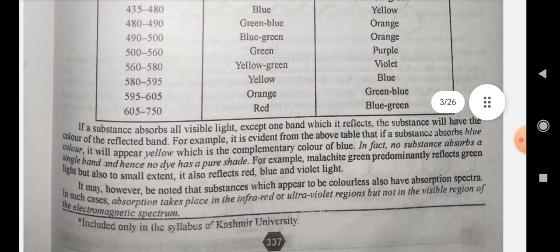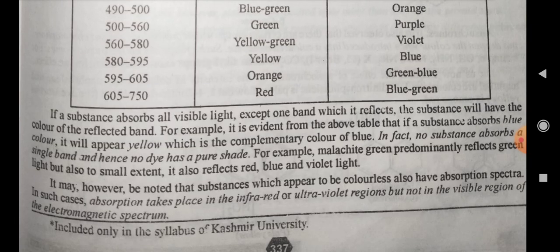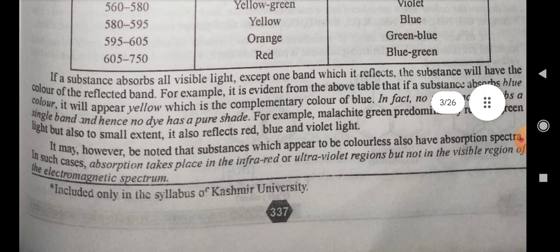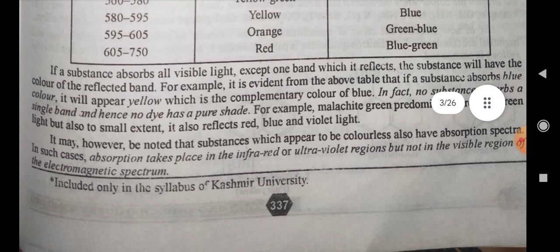If a substance absorbs all visible light except one band which it reflects, the substance will have the color of the reflected band. It is evident from the above table that if a substance absorbs blue color, it will appear yellow, which is the complementary color of blue. In fact, no substance absorbs a single band and hence no dye has a pure shade. For example, malachite green predominantly reflects the green light, but to a small extent it also reflects red, blue and violet light.